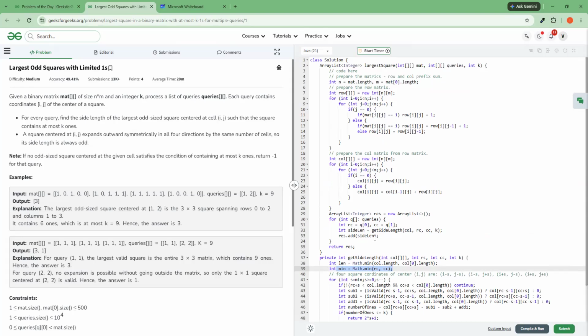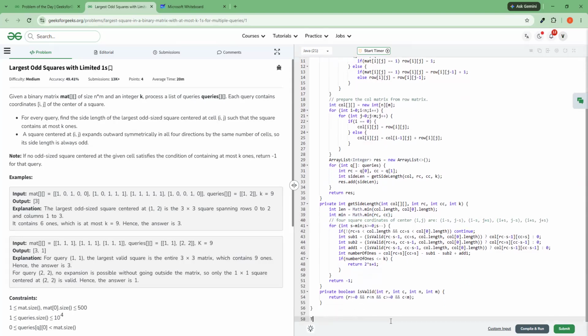So the time complexity for this is big O of n cross m, and we are doing again big O of n cross m, and then big O of q times the side length. Q means the length of the queries, and the side length will be the minimum. We can consider the minimum to be n minus 1 or m minus 1. So this will be the minimum of the input matrix dimensions, that is n comma m. So this is the time complexity of the current program.